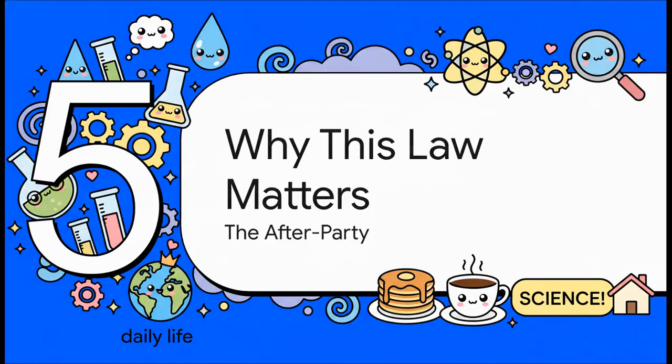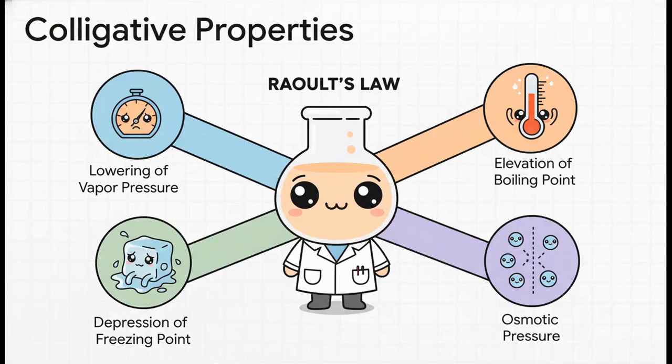So why are we even talking about all this? Why is this one law so important? Well, it's because its effects, its afterparty, show up everywhere, in our daily lives and all across the world of science. You see, Raoult's law is the absolute foundation of all colligative properties. This whole idea of lowering vapor pressure, it's directly responsible for the elevation of boiling point, the depression of freezing point, and even osmotic pressure. All of these huge concepts are direct consequences of Raoult's law. It's all connected.